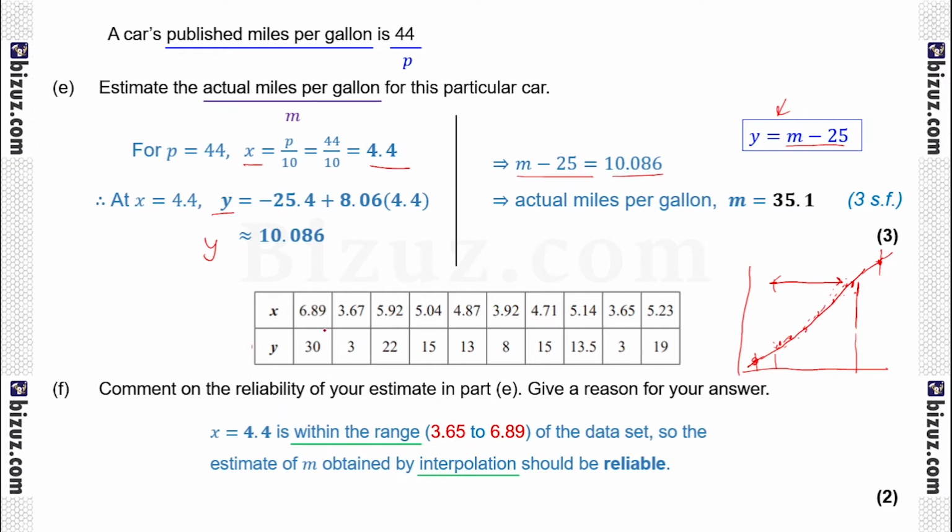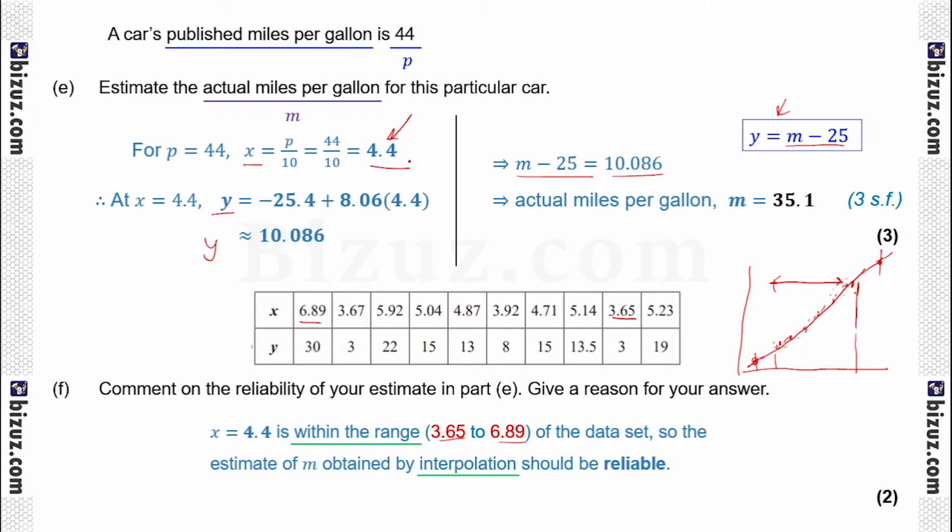So here what we need to see is, are we interpolating or are we extrapolating? Here p equals 44, which is equivalent to x being equal to 4.4, as we have found. In this table between x and y, you can see that the range of x goes from 3.65 to 6.89. This is your lowest value, there is no value of x lower than this, and this is your highest value, there is no value of x higher than this. So this is your range, 3.65 to 6.89.